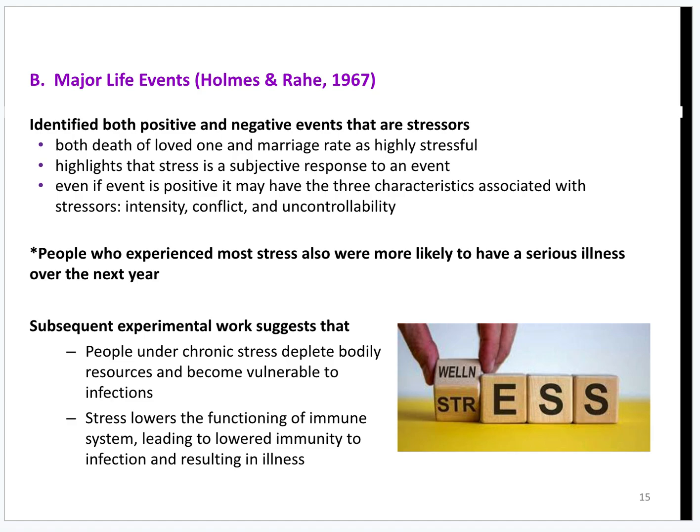Holmes and Rahe identified that both positive and negative events can be considered major life stressors. So the death of a loved one can create a lot of stress, and so can a marriage or happy event, right? So it highlights that stress is a subjective response to an event. It can be positive or negative, but it's still going to have the 3 characteristics of intensity, conflict, and uncontrollability. People who experience more stress were more likely to have serious illness. So they start noticing that people who have a lot of stress tend to get sick more.